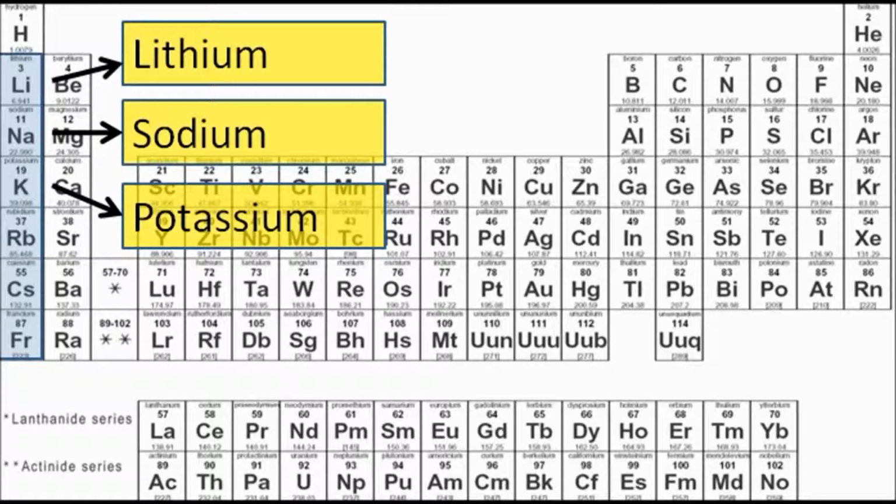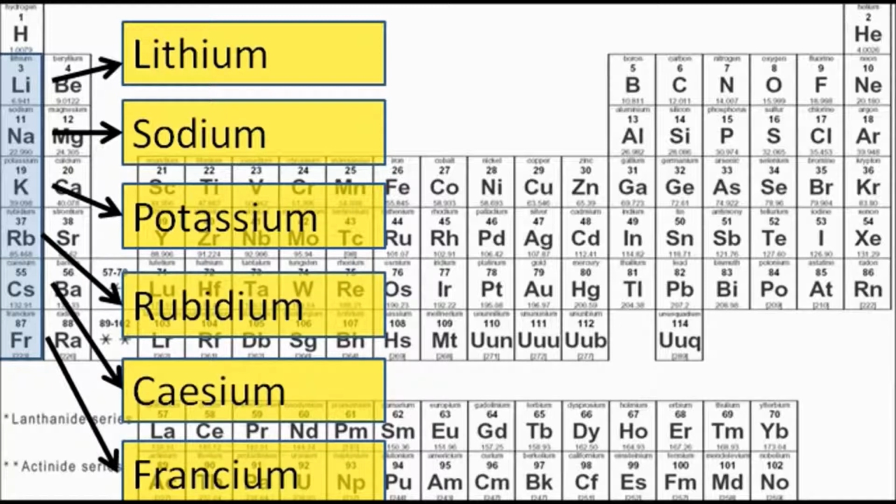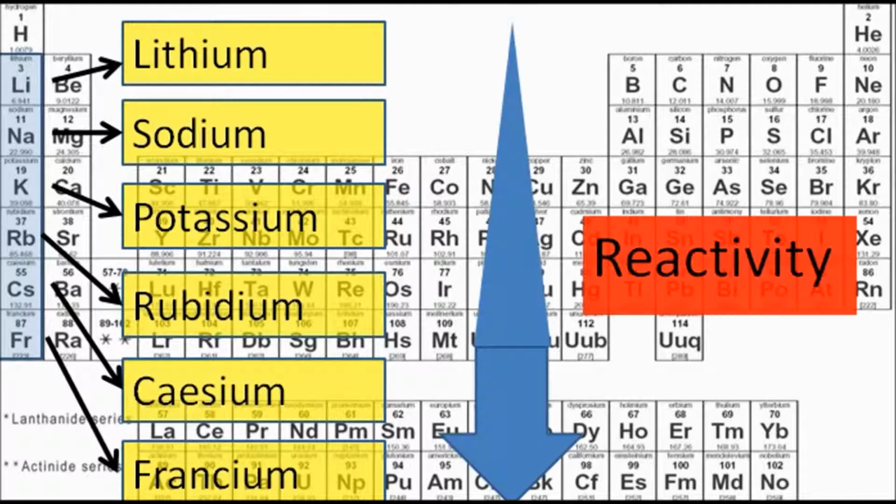Lithium, sodium and potassium, those are the ones that you should certainly be aware of. You might have heard of the other ones, rubidium, cesium and francium. Now, there is a pattern to the Group 1 alkali metals, and that is that they get more reactive as you go down the group. That's a trend that occurs in these alkali metals. So lithium is the least reactive of them all, and francium is the most reactive of them all.